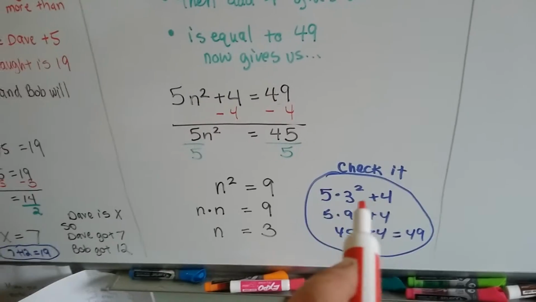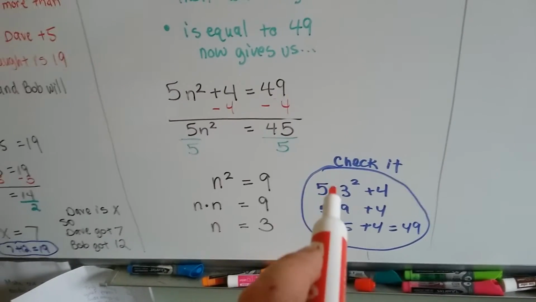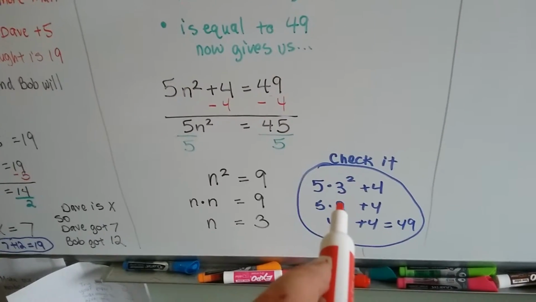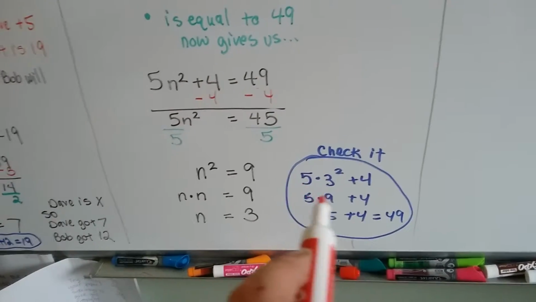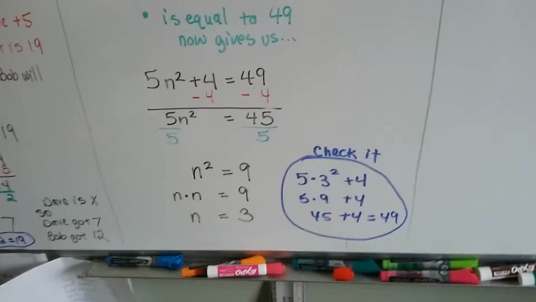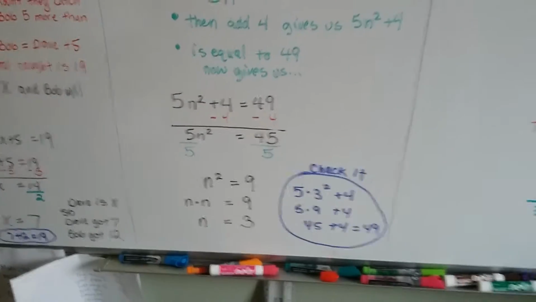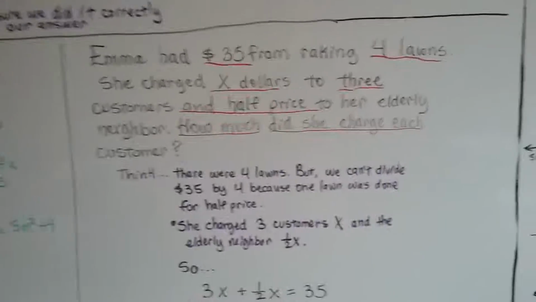5 times 3 squared plus 4. That means 5 times 9, because 3 times 3 is 9, plus 4. Well, 5 times 9 is 45, plus 4 is 49. Perfect. All right, let's try the last one.